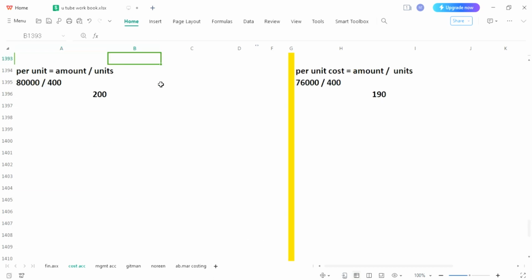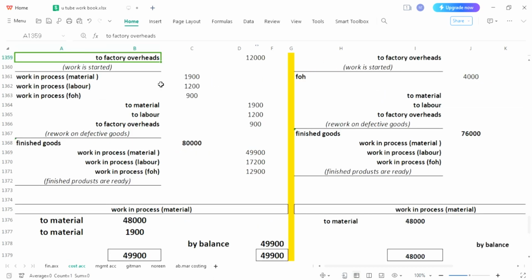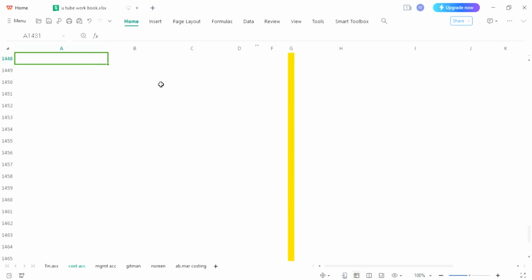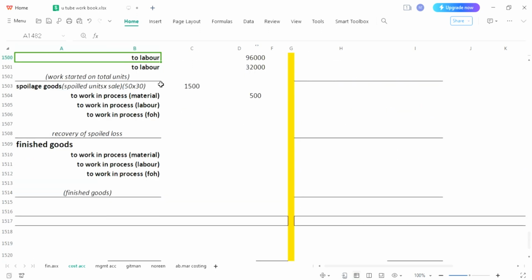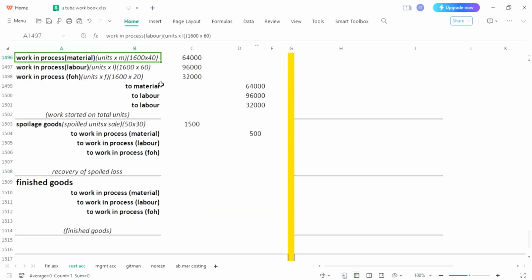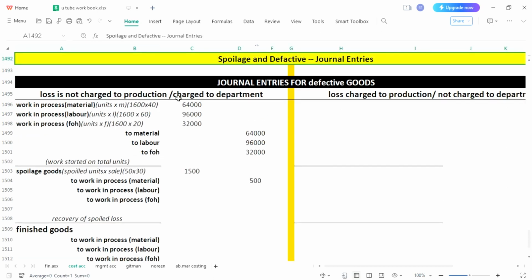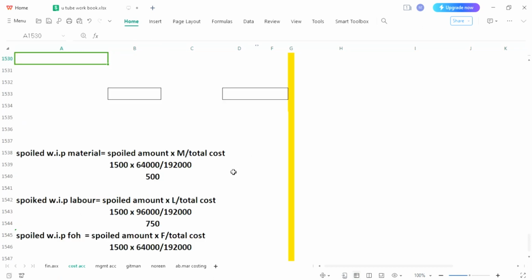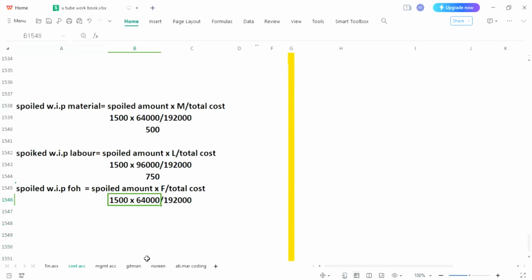Another misprint I have just seen. This is not labor, actually it is FH. So sometimes it happens. Okay, now the amount is 32,000 individual and total 192 as we do know. So for the third amount, FH is 32,000.